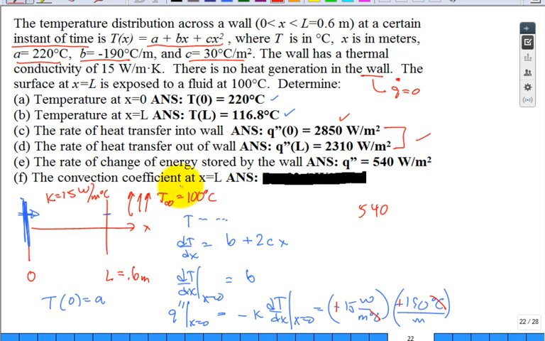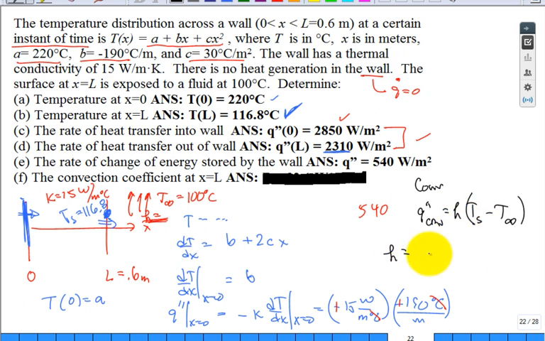All right, the harder one, what is the convection coefficient h on this side right there? How do I calculate that h? Well, we calculated the temperature of the surface right here. So the temperature of the surface is 116.8. We know the heat flux going out. That is 2,310 watts per meter squared. We go back to Newton's law of convection. So q double prime convection is equal to h times (Ts minus T infinity). Only unknown is h. So that's q double prime convection, 2310 watts per meter squared, divided by my two temperatures, temperature of the surface, 116.8, minus the temperature far away, 100 degrees C.